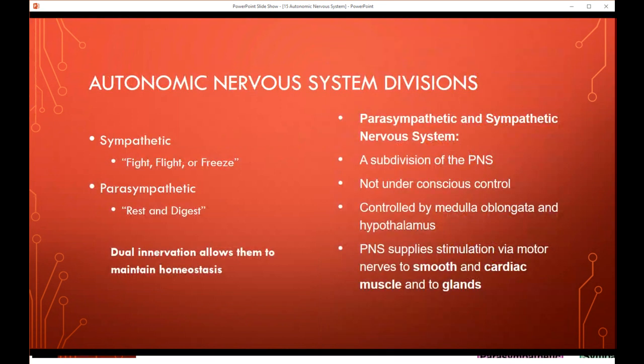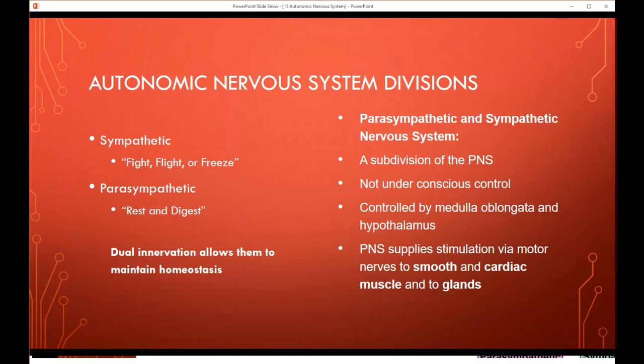So our autonomic nervous system, we can divide it into the parasympathetic and the sympathetic nervous system. This is a subdivision of our peripheral nervous system, and they are not under our conscious control. So this is sort of how our body is keeping us, our autonomic responses, right? So autonomic would be those things that your body does automatically, like heart rate, okay, blood pressure, pupil dilation, okay? And so the sympathetic part of that is going to be our fight, flight, or freeze, okay? Fight, flight, or freeze. And parasympathetic we sometimes call rest and digest.